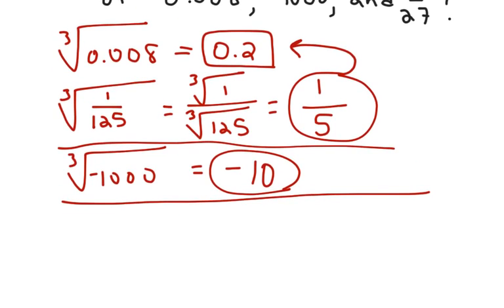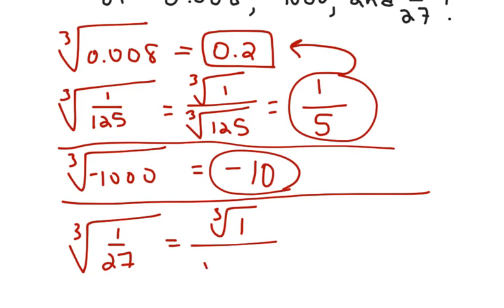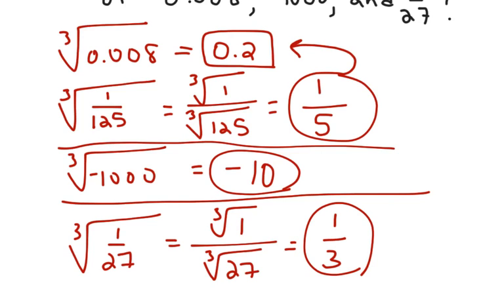And the cube root of 1 over 27: I can take the cube root of 1, I can take the cube root of 27, and I get 1 over 3. But again, you could just plug it into your calculator and get the right answer.